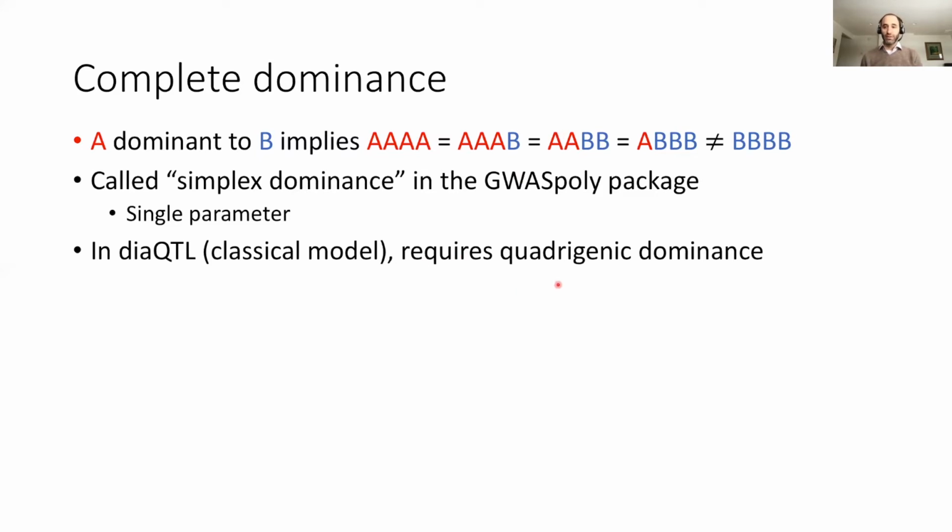If you actually wanted to have a trait with complete dominance, you would have to have the most complex type of dominance model all the way up to the quadrigenic component. So there are some trade-offs to modeling dominance this way, but from what we've seen so far, and you'll see an example of a trait with dominance in a minute, the way it's being partitioned in the diaQTL package is working just fine.